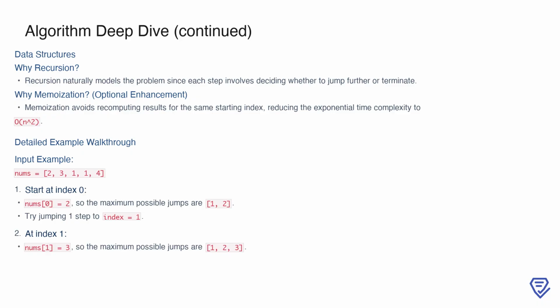Let's consider a detailed example with the input nums equals [2, 3, 1, 1, 4]. We start at index 0, where nums[0] equals 2, meaning the maximum jump length is 2. This gives us two possible jumps, one step to index 1, or two steps to index 2. First, we try jumping one step to index 1. At index 1, nums[1] equals 3, so the maximum jump length is 3. From here, we can jump to indices 2, 3, or 4.